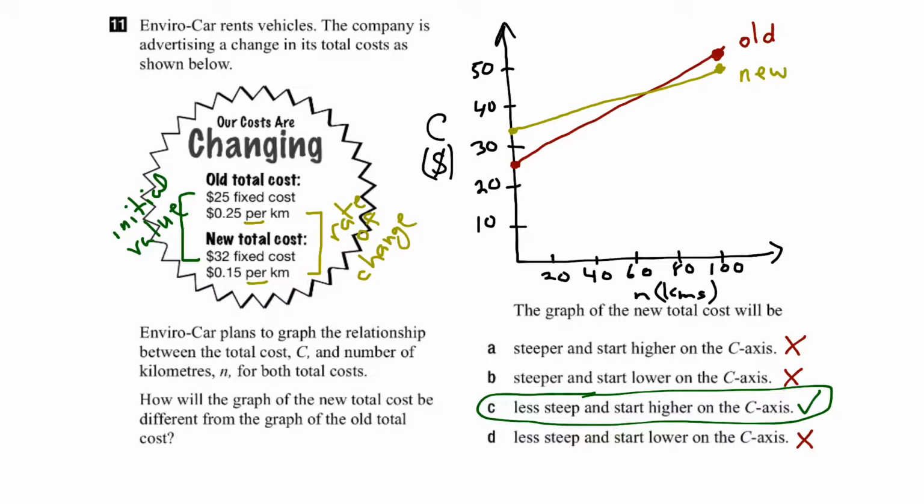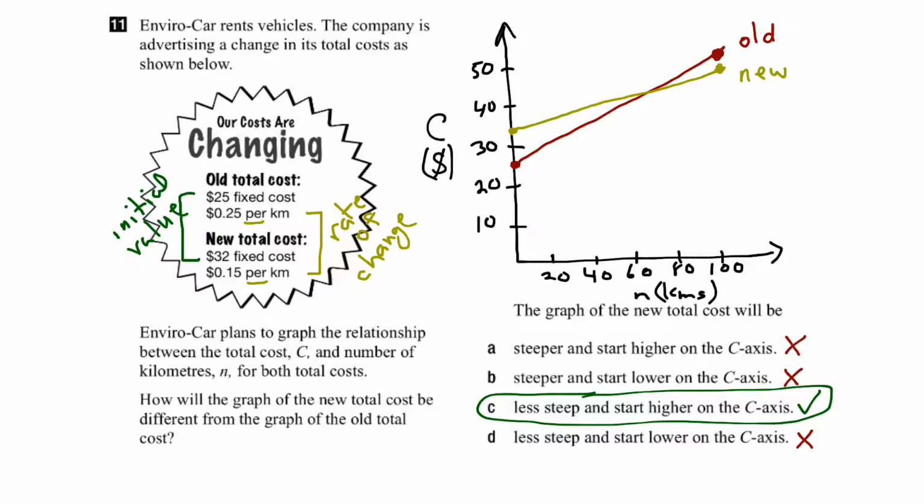But let's not stop there. There's some other things that we can get out of this graph. For example, this point right here is the point where the old cost model and the new cost model are identical. And we can look at the graph and go down to the number of kilometers. So it looks like about 70 kilometers that you will have the old and the new being exactly the same cost. The other thing we can do is we can actually determine the equations of both of these lines.